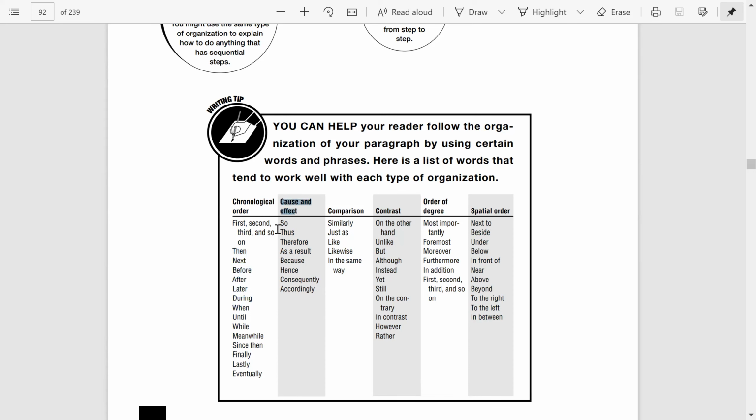For cause and effect, you can use these words. For comparison, these, and for contrast, these words. For order of degree, these are the words. For spatial order, you can use these words. They are very, very important. They will make your paragraph more organized and more focused.